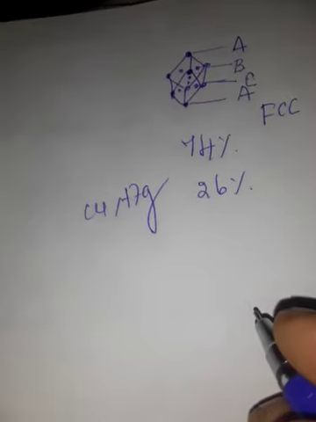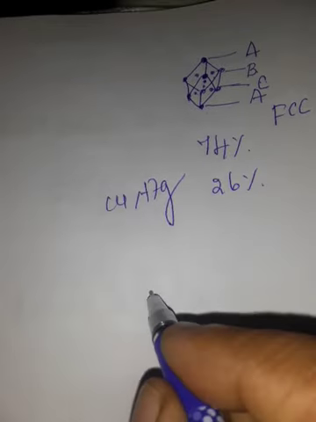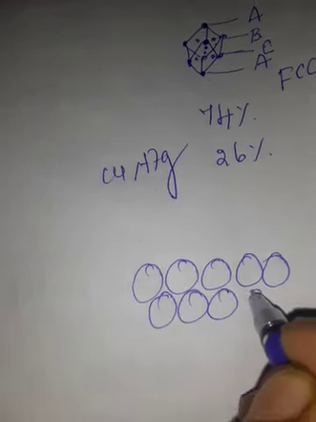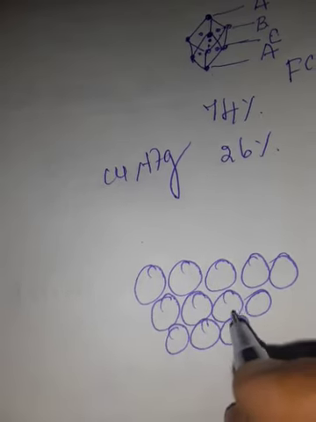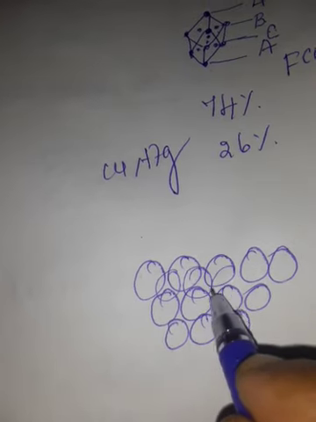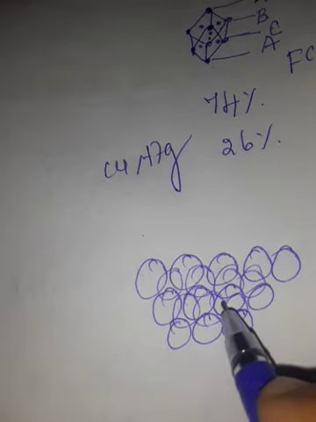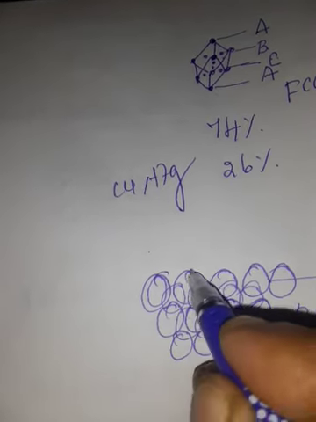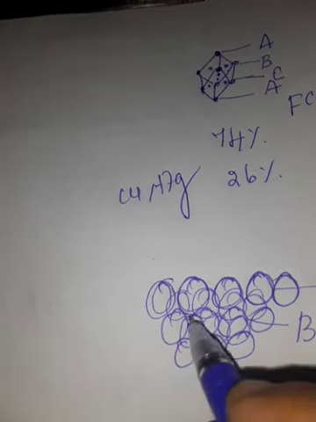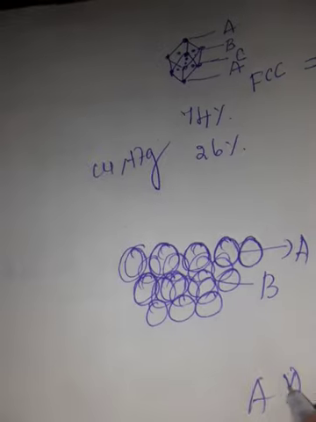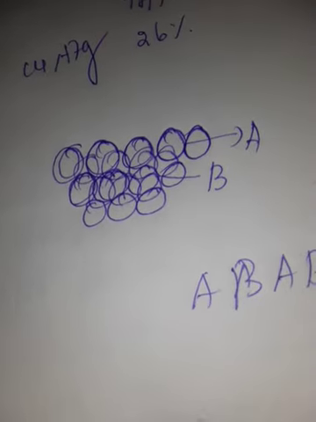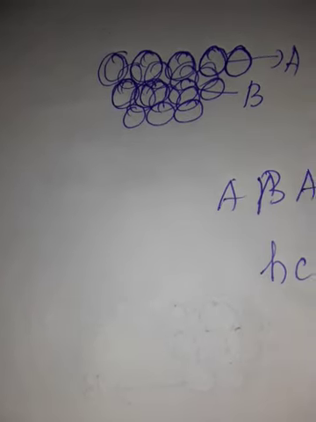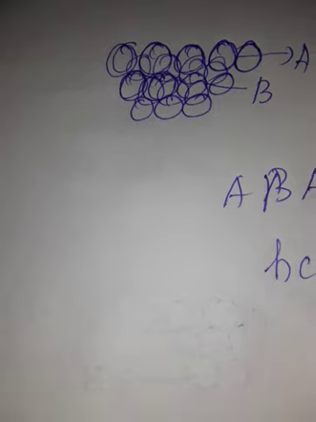Second type of arrangement: the third layer exactly over A. So this is layer A, layer B in void A, then layer A exactly on layer A. So this is called ABAB type. Coordination number is 12. So this structure is hexagonal close packed structure, HCP. This sort of arrangement is found in many metals like magnesium and zinc.